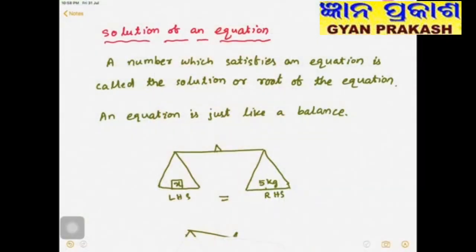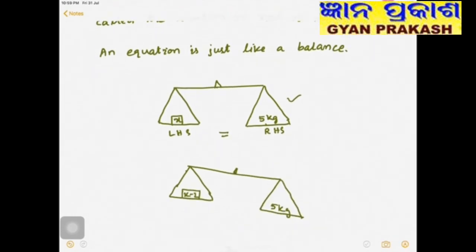An equation is just like a balance. You can see I have taken x in LHS and 5 kg in RHS, and the equation is balanced now. If I change or subtract something from the left side pan, and I have taken here x minus 2, and this is unchanged 5, you see the balance has been disturbed, and the side which is heavier goes lower.